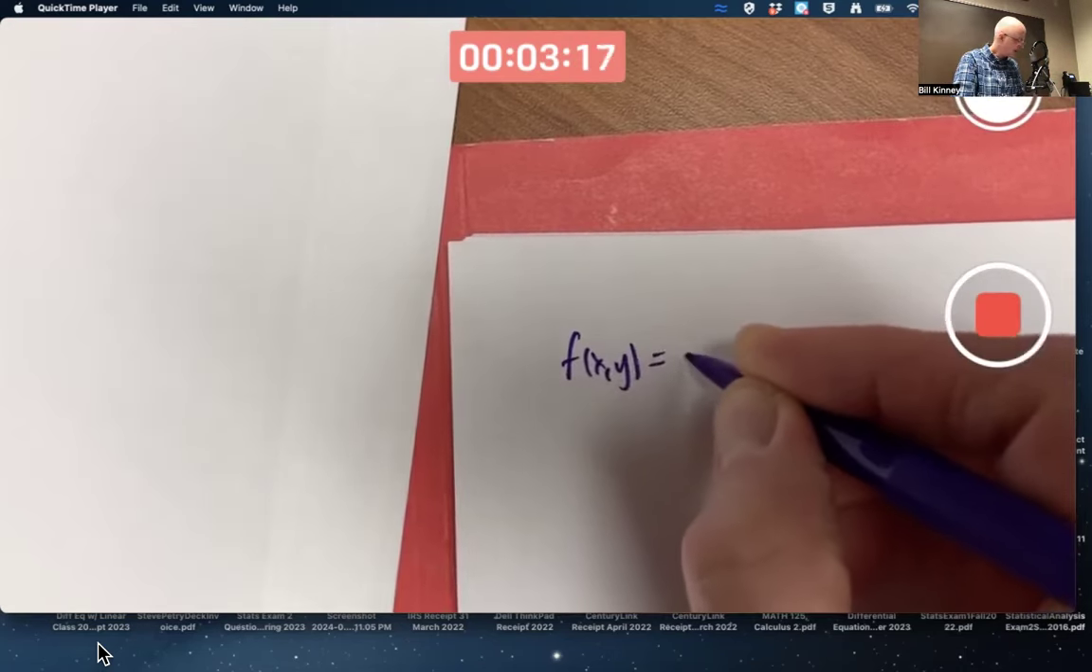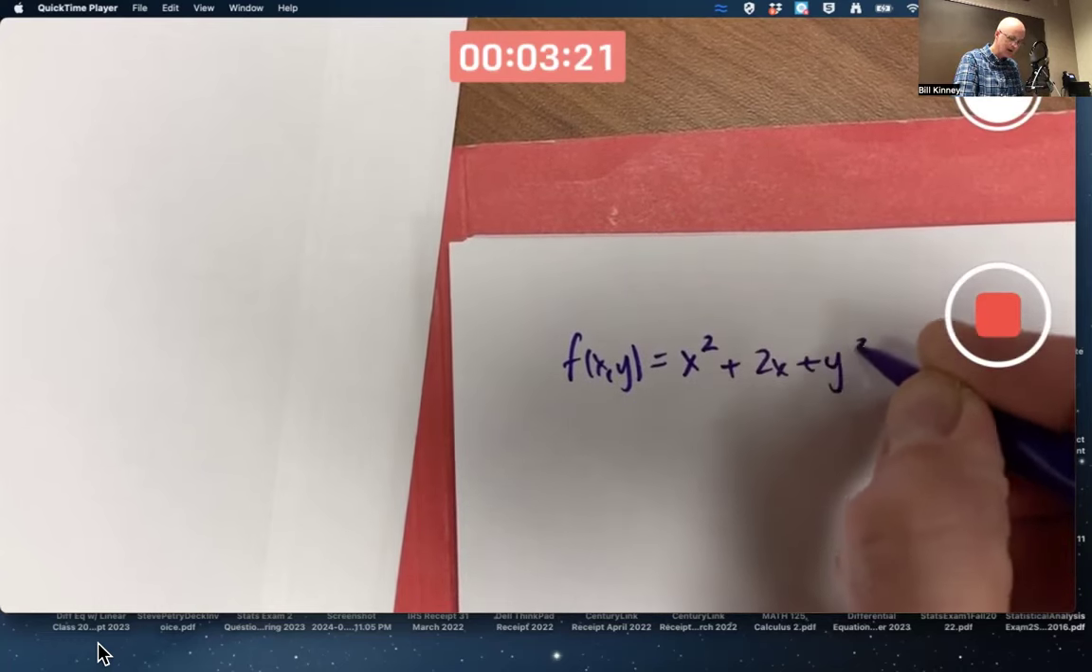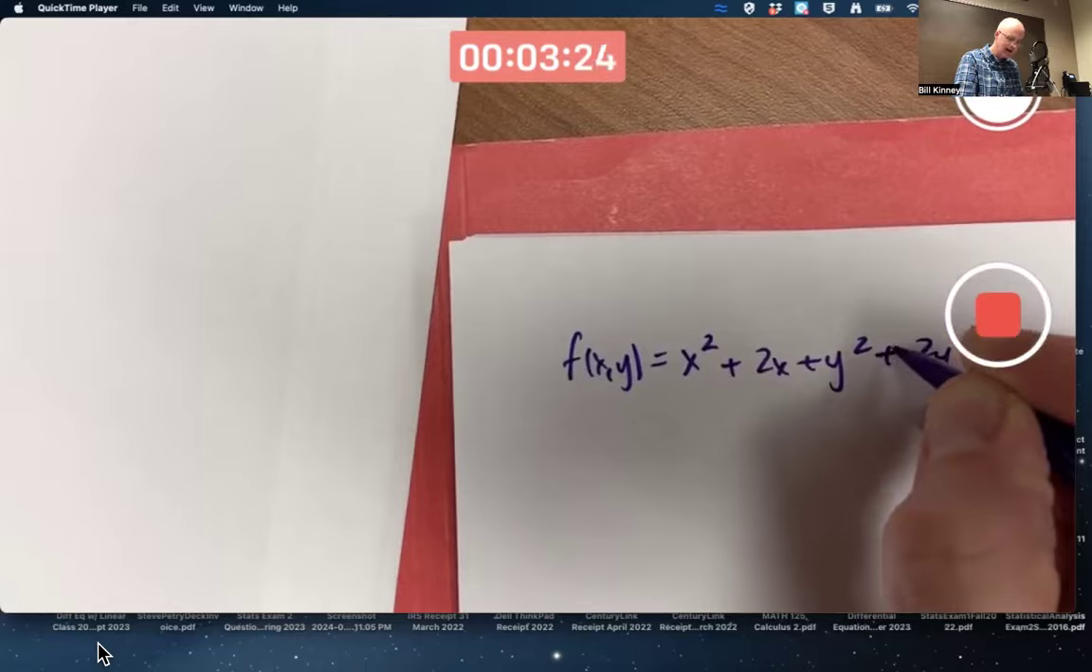So let's consider another example of Lagrange multipliers. This time where the boundary is a circle. And consider what's going on conceptually with graphs. F of x y equals x squared plus 2x plus y squared plus 2y.